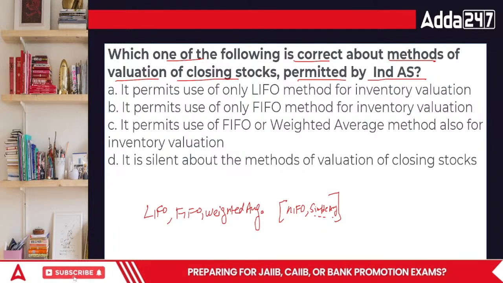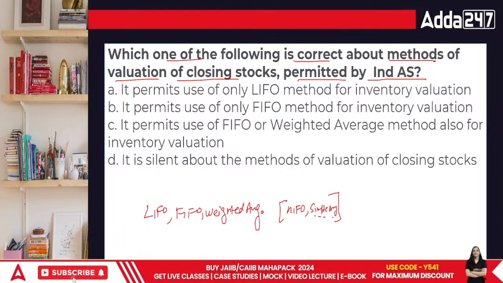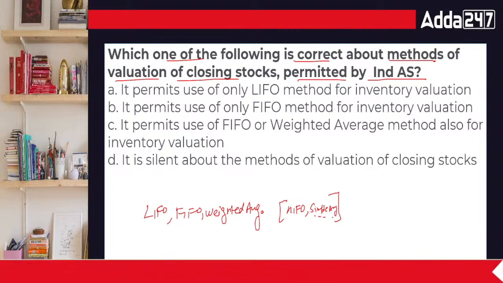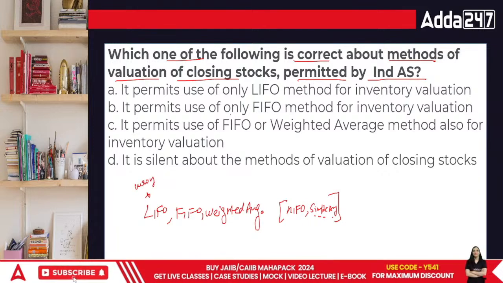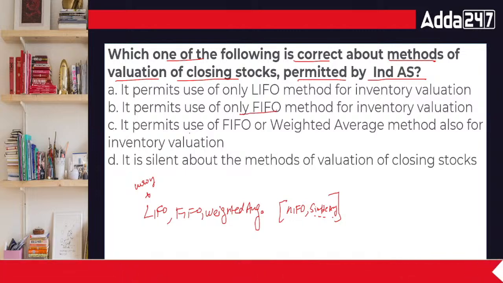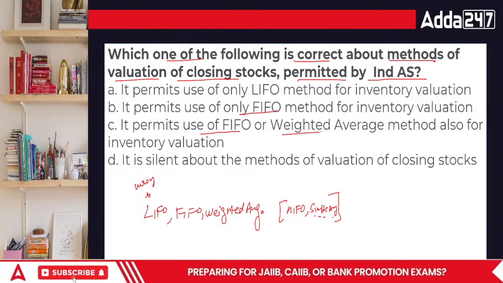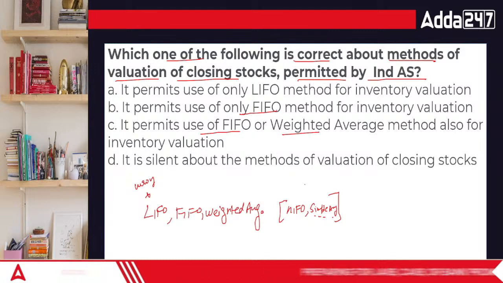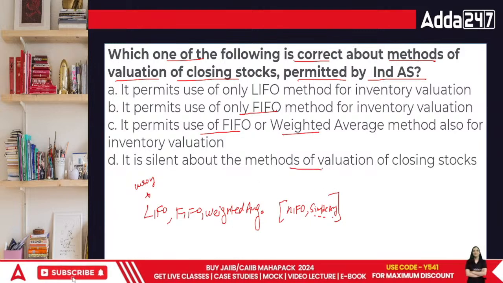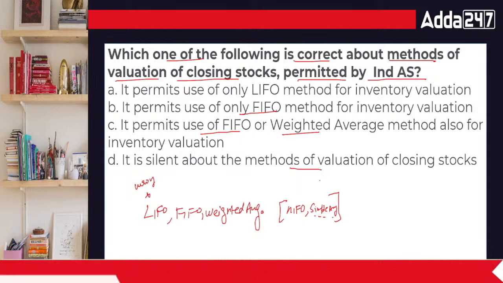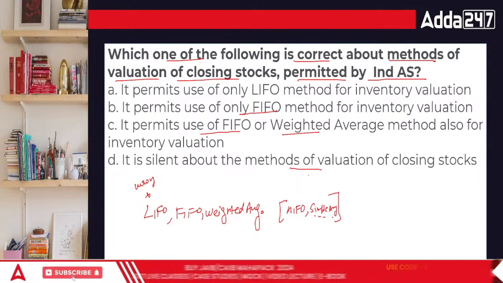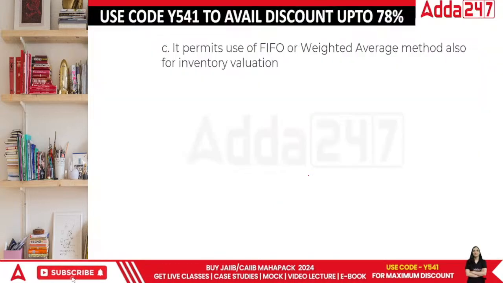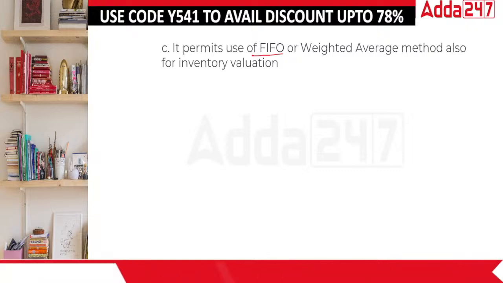But the point is, when we talk about AS, AS has always been biased. They do not believe in LIFO somehow because they say that LIFO provides wrong presentation. So it permits only FIFO method, it permits FIFO and weighted average, and it is silent about the valuation. It is never silent. That's one particular thing that I would like to state. They are never silent, be it AS, be it NDS. Both had been very much vocal about the method which they do not want to use. According to them, LIFO was just not meant for it. It permits the use of FIFO and weighted average.